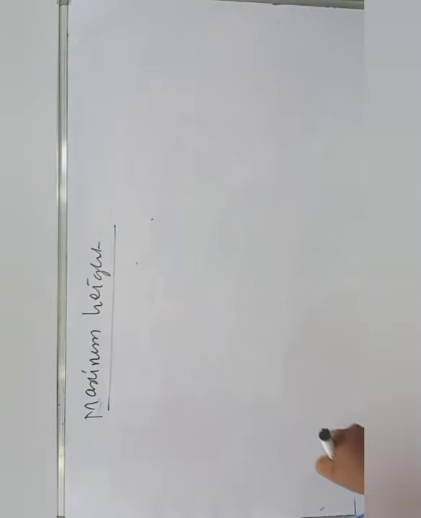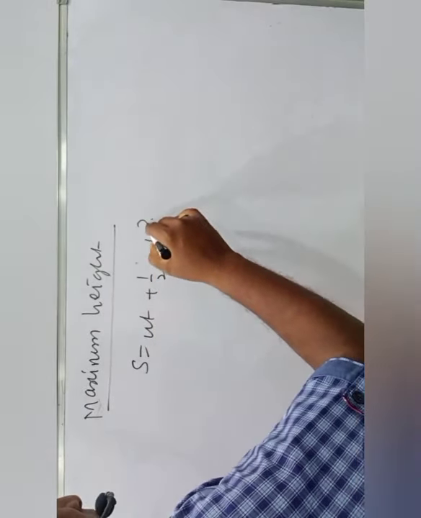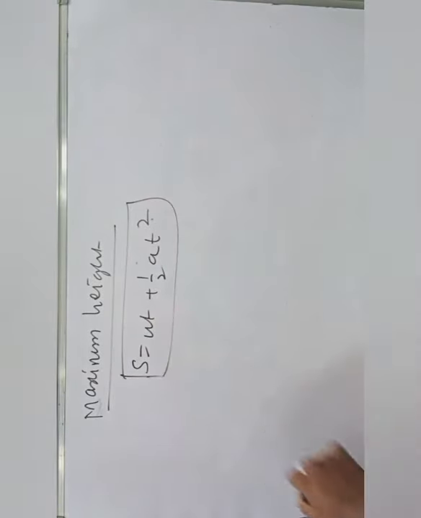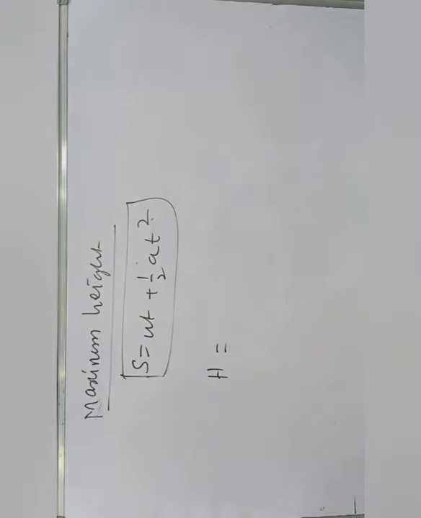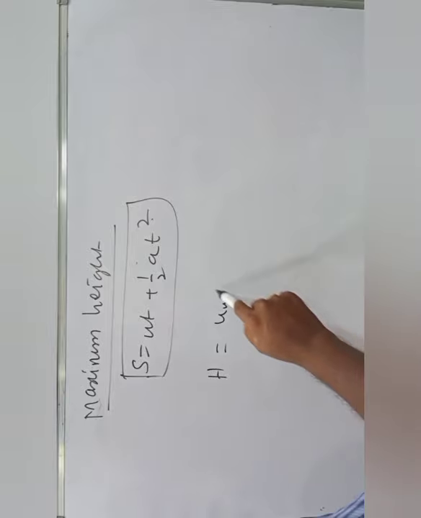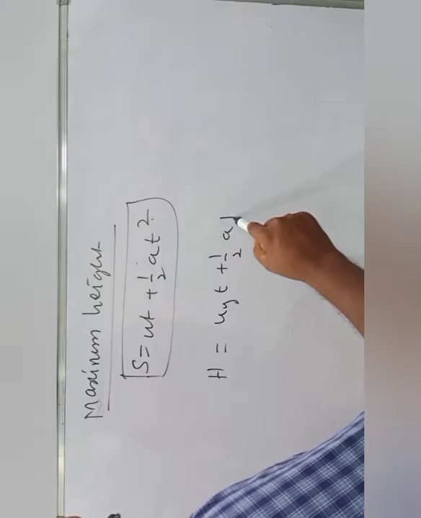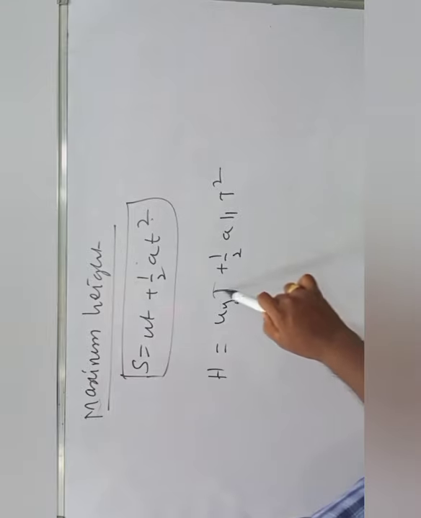Now maximum height. We know that S is equal to ut plus half at square. By using this equation, we will get the maximum height. So S, the height of the projectile from the point of projection, is equal to uy T plus half a parallel T square. This is capital T, that is the time of flight.